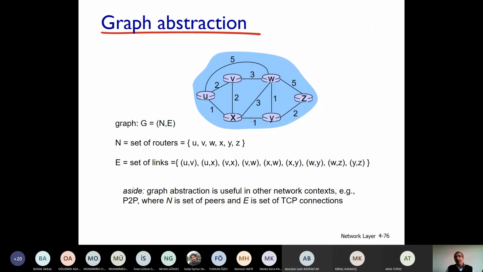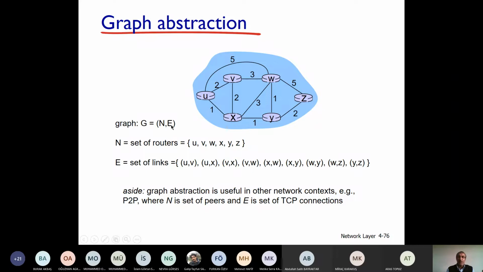Okay, so routing, I think, is the most critical part of the network. So how to carry the packet from one point to another point. So we need to model this routing. We use graph theory in order to explain this routing algorithm. So let's start with graph theory.